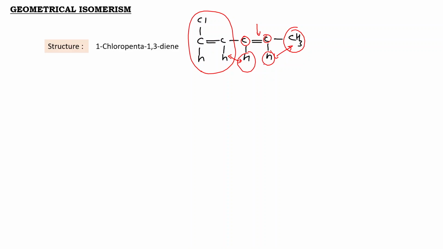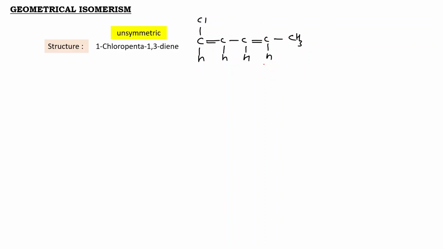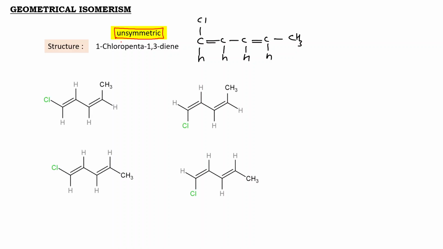So this double bond is also active, and now we have the case of two active double bonds, and the structure is unsymmetric. This is very important. When the structure is unsymmetric, you will get four molecules, and you can understand why, because you have two double bonds, right? These configurations are possible on both the double bonds: EE, EZ, ZE, and ZZ. These are the four possible combinations of configurations.